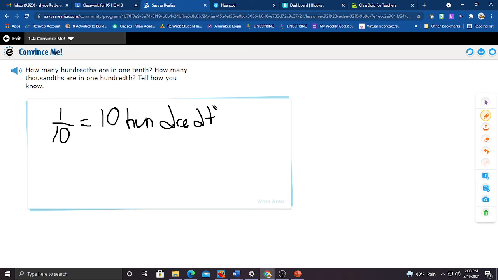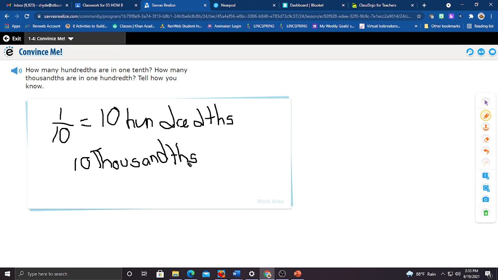Sorry if that doesn't look very nice, but I know you guys can understand it. Now, how many thousandths are there in 1/100? That's right, there are exactly 10 thousandths in 1/100. Not the nicest handwriting, but you guys know I'm doing my best with what I can work with.